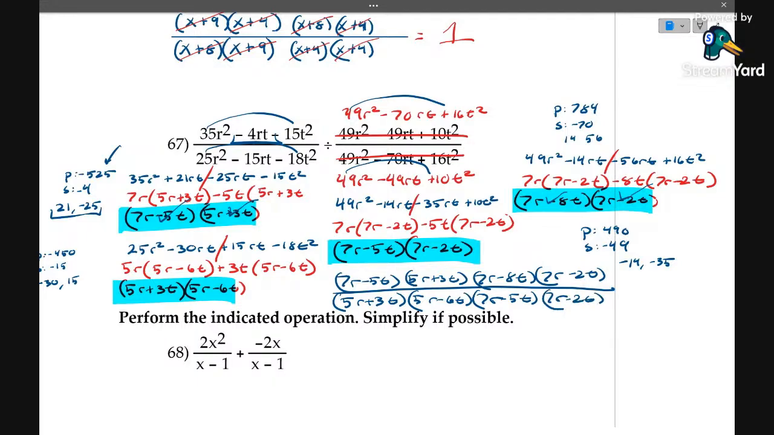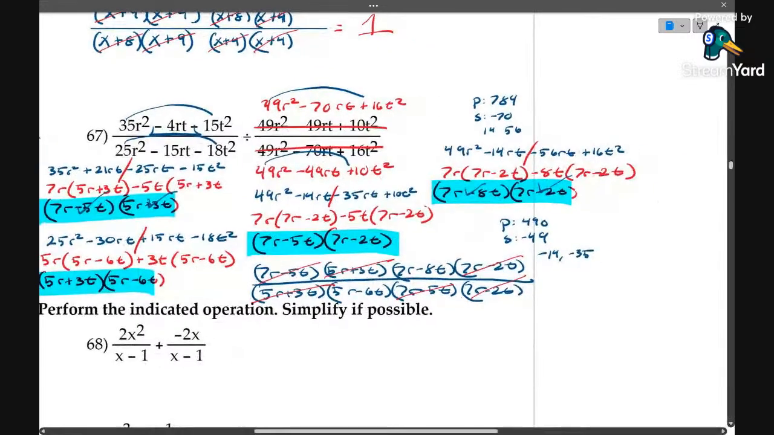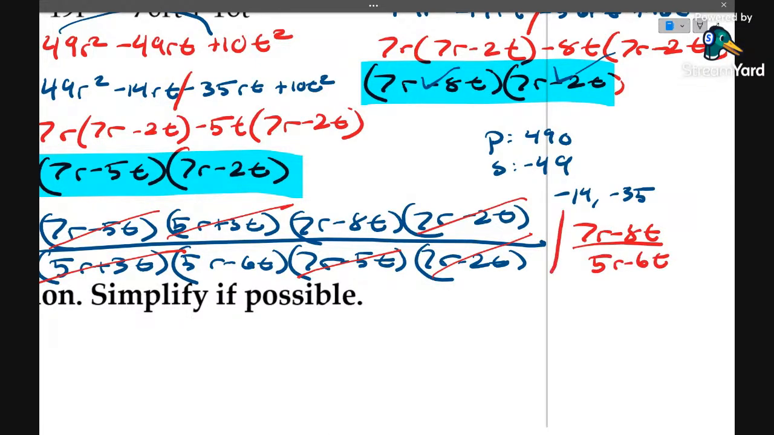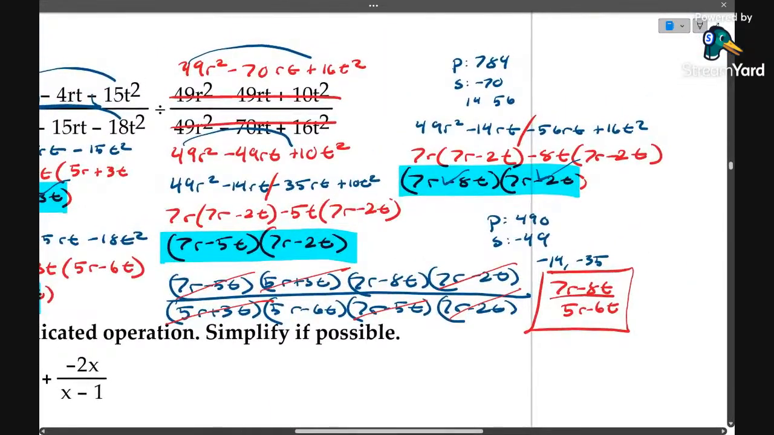And so we're looking for common factors. We got 5R plus 3T in both numerator and denominator. We've got 7R minus 5T in both numerator and denominator. And then we've got 7R minus 2T in both numerator and denominator. So we are just left with the 7R minus 8T over the 5R minus 6T. All right. So a lot of factoring and then just looking for the common factors that will simplify.